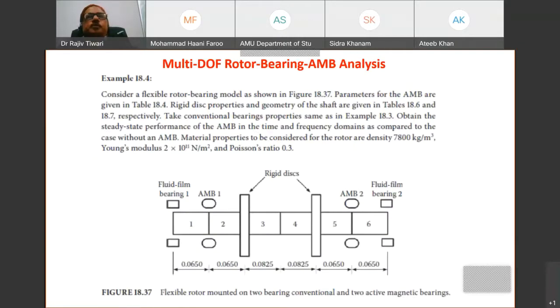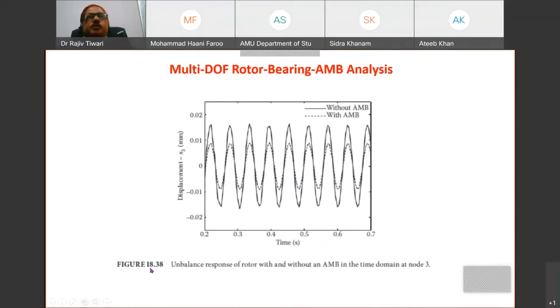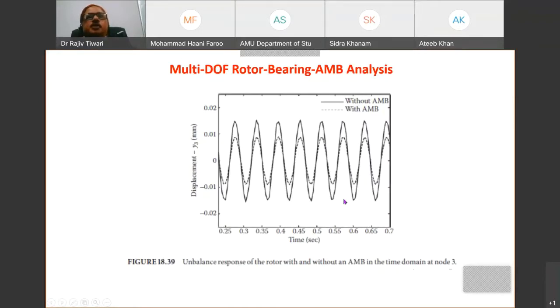So this is a standard eigenvalue problem in state space form to get the Campbell diagram. This is a typical example in which we now have multiple discs and bearings, discretized into various elements, and these are the properties of the disc and geometry of the shaft elements. They can be combined, and then using state space form, the plots will be similar. Like here, the node 3 displacement we have plotted with time, with and without AMB. So with AMB, suppression of the displacement can be seen. This is node 3 in the y direction.